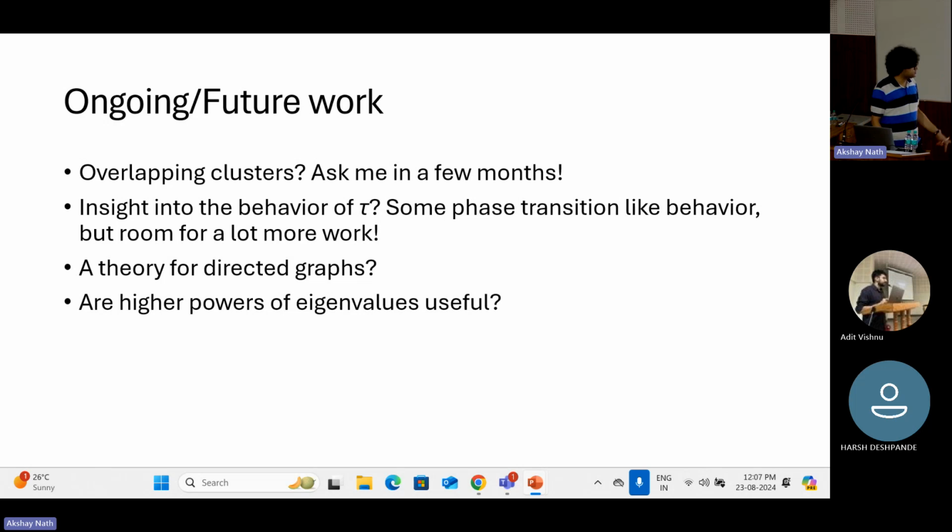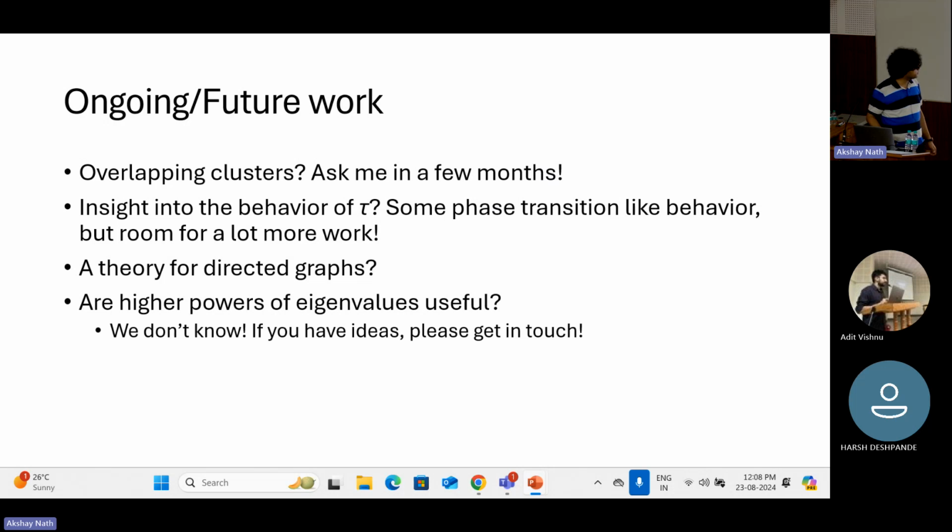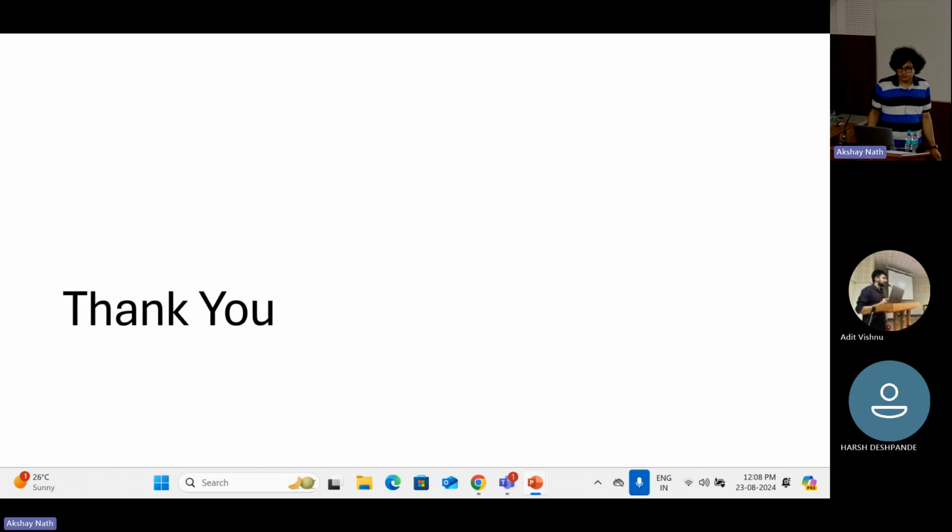And are the higher powers of eigenvalues useful? We looked at cubes, maybe you can go up to some more. Maybe it stops at log n, maybe beyond log n there's no value. These are questions, and these two especially are ones I am personally very interested in. If you have thoughts, please let me know. Okay, I think I'm already over time, so thank you, and I'm happy to take questions. Questions?